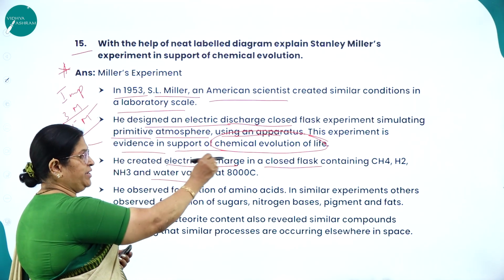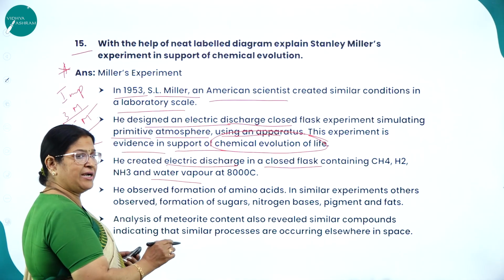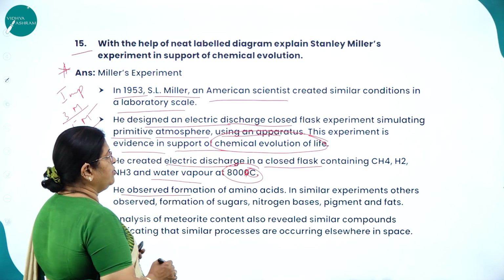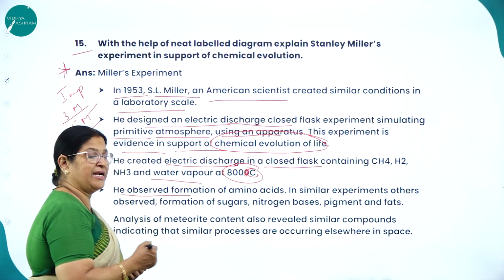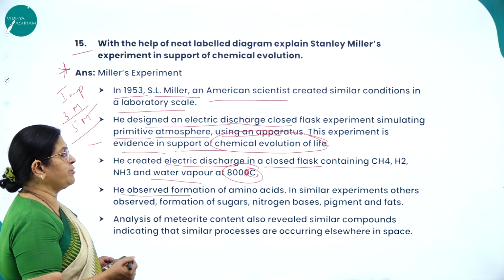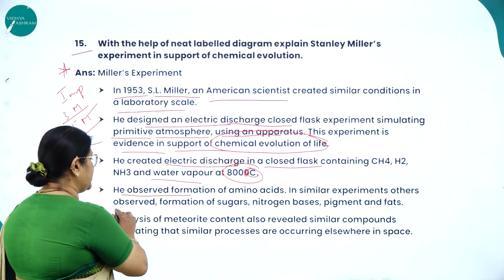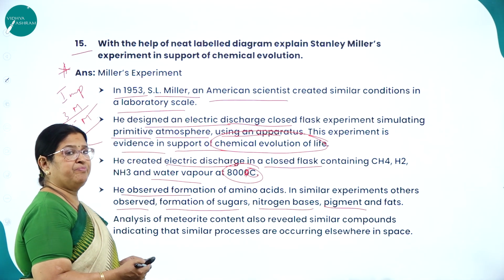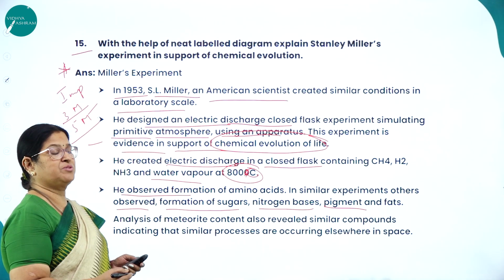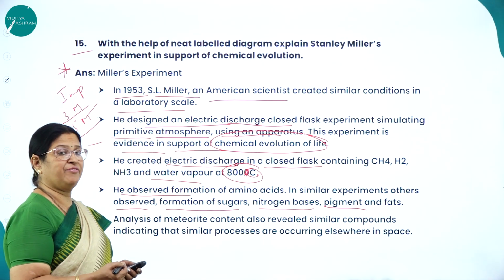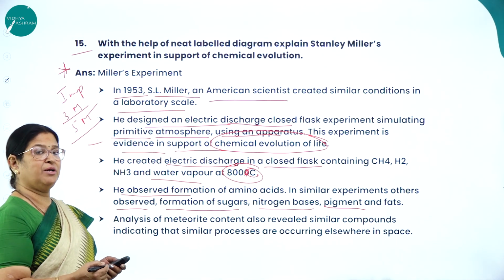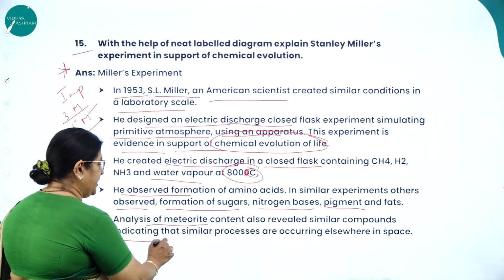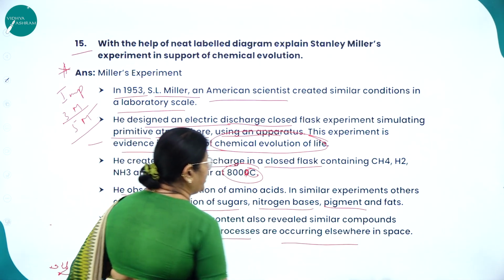Ammonia, methane, hydrogen and water vapor at 800 degree centigrade. He observed the formation of amino acids. So what did he observe at the end of the experiment? He observed the formation of amino acids. In similar experiments, others observed formation of sugar, nitrogen base, pigment and fats. So all these were the things which were available in the prebiotic atmosphere. That is how he explained how origin of life came from the chemicals found in the prebiotic atmosphere. Analysis of meteorite content also revealed similar compounds, indicating that similar processes are occurring elsewhere in space.